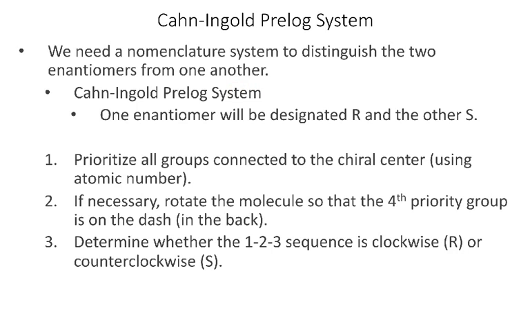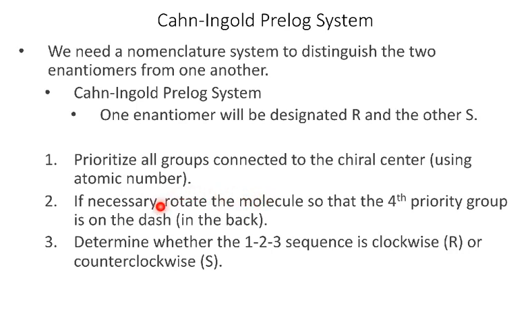In this system, one of the two enantiomers will be designated as R, and the other will be designated as S. I'll give a quick summary here, and then we'll go through this in more detail. The first thing we do is prioritize all groups connected to the chiral center by their atomic number. The highest atomic number gets assigned as priority 1, the second highest gets priority 2, and then 3 and 4.